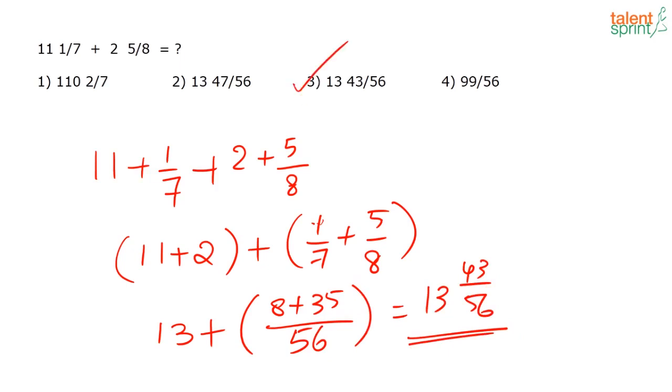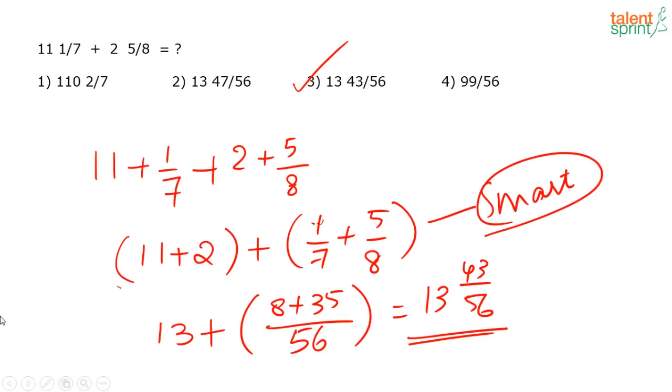As I said, whenever there is a mixed fraction that is given, try to group the integers and the fractions separately and calculate. So this is the smart way of calculating questions that come from mixed fractions, instead of trying to make them improper fractions and calculating. I hope this was clear, guys. Let's move on to the next.